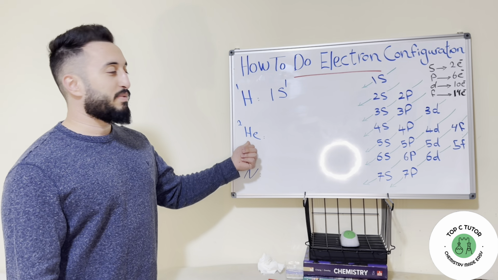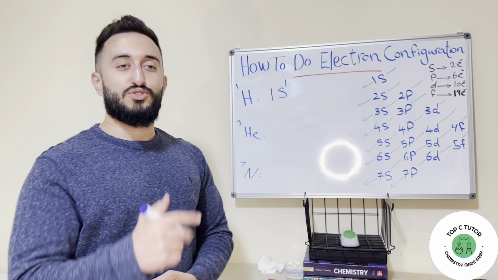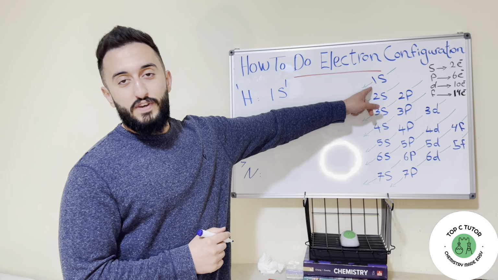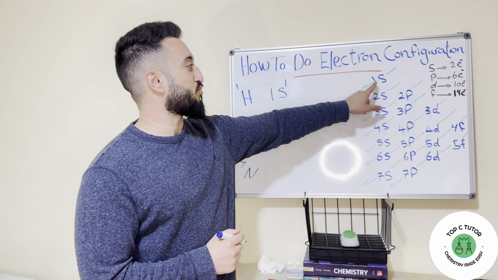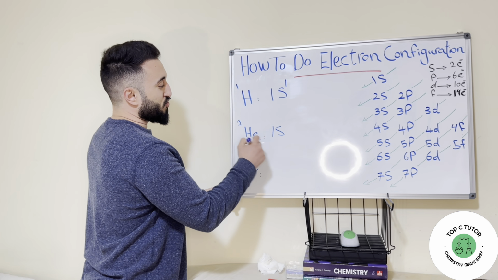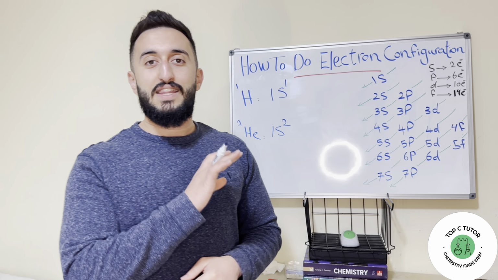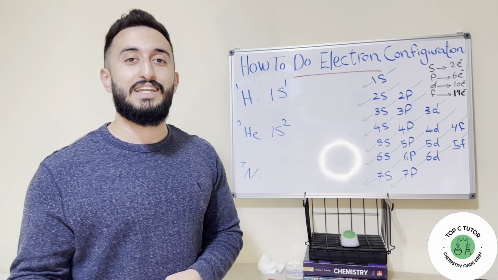Let's apply the same thing to helium. Helium, 2, has 2 electrons. So we are going to fill these 2 electrons into the first room, which is 1s. How many electrons do we have? We have 2. So we will have 1s2 as the electron configuration for helium.